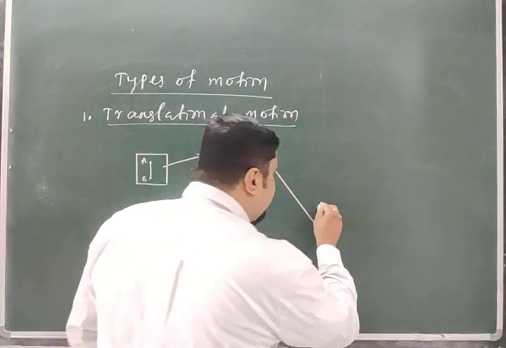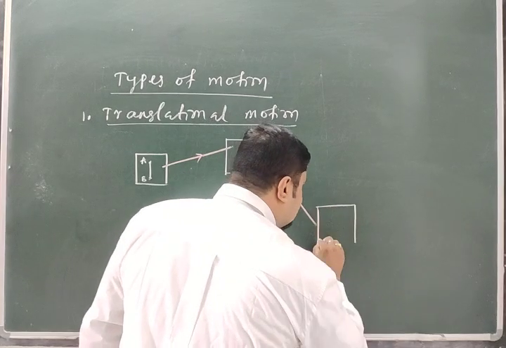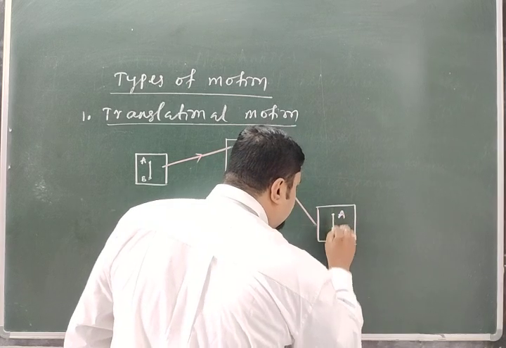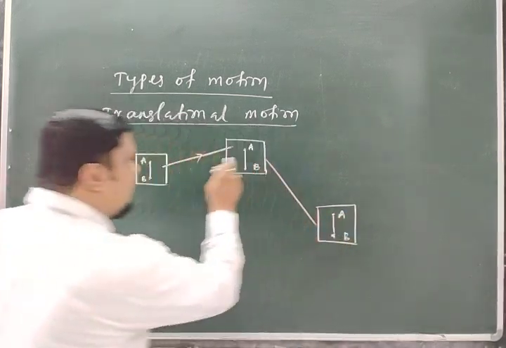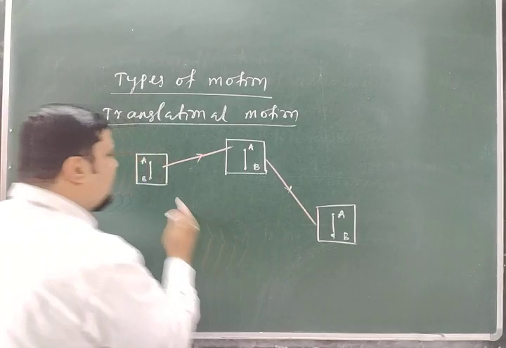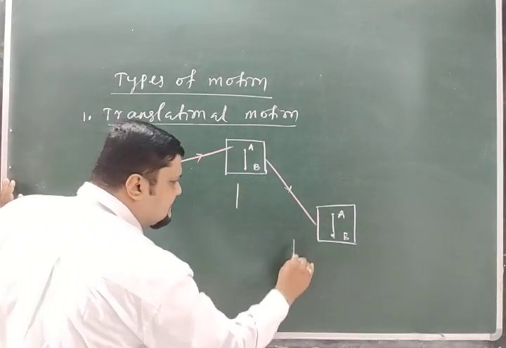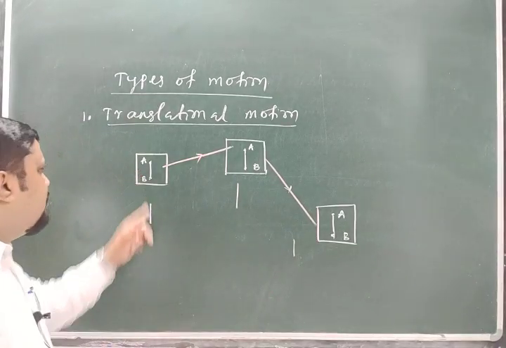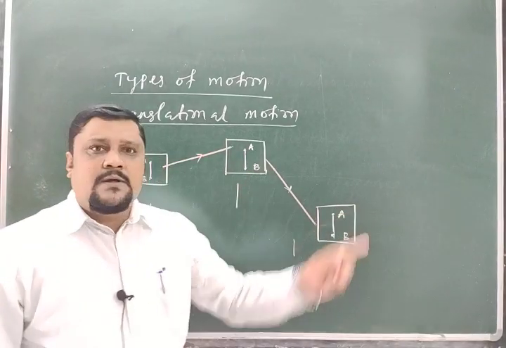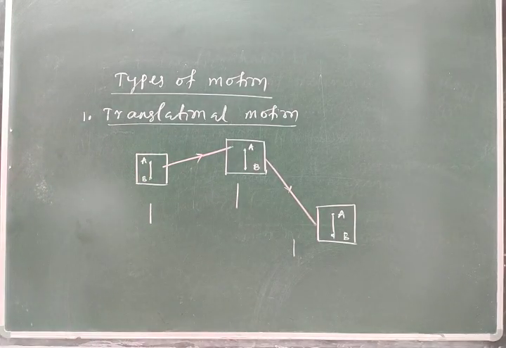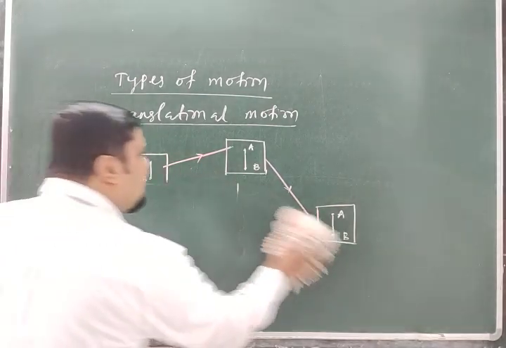Now let the body come to here. At this position, the same body comes here. This is A and B. Are they parallel? Yes, they are parallel. This line, this line, and all these lines are parallel. So any two points, throughout its motion, remain parallel to itself. That is called a translational motion.